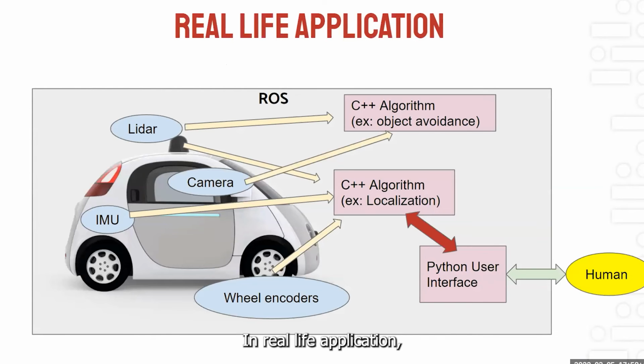In real-life application, you can imagine ROS is like a PC. There's a webcam, keyboard, and mouse that communicate with the PC. So this webcam, keyboard, and mouse will send data to the CPU, and the CPU will recognize the inputs. And now in the same way, ROS will communicate with LiDAR, camera, IMU, and wheel encoders. Then the LiDAR data and camera data will be used and calculate some important data such as object avoidance, localization by using some algorithms.